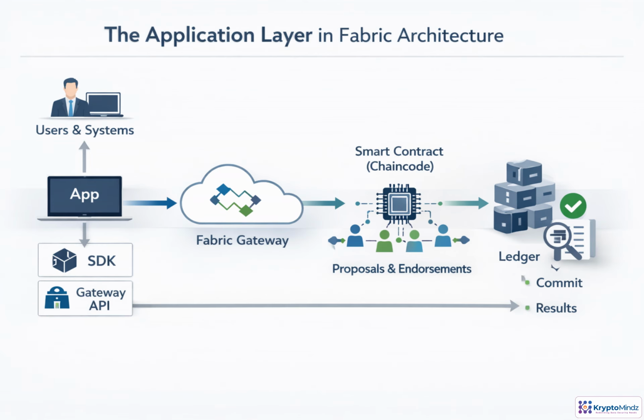Client applications are the business-facing entry point to Fabric. A user action, such as creating an asset or approving a shipment, becomes a chaincode function call. The application uses an SDK or gateway API, along with the user's identity, to submit that request. Fabric Gateway coordinates the proposal, endorsement, ordering, commit, and result flow, so blockchain complexity stays behind backend services while users see reliable business outcomes.